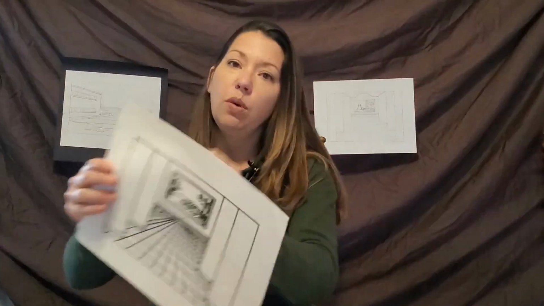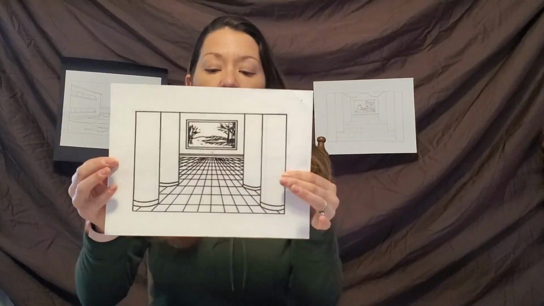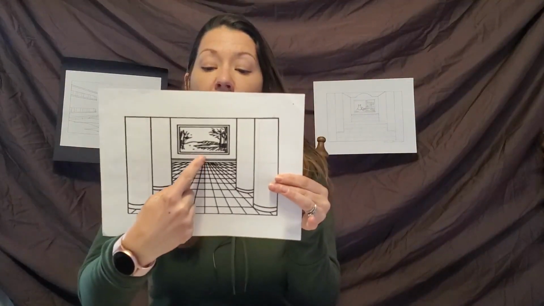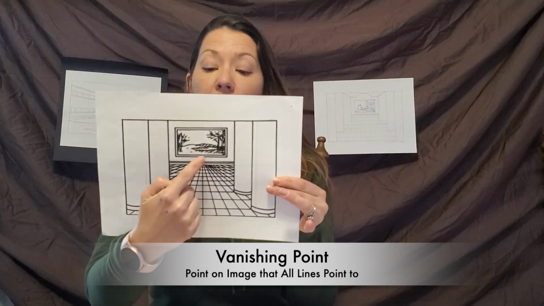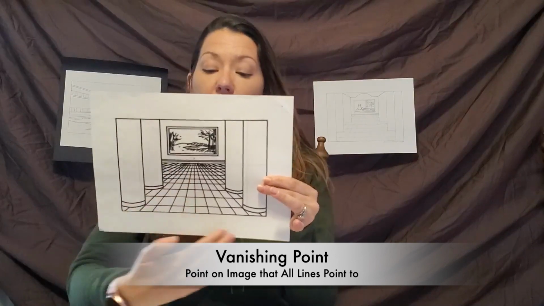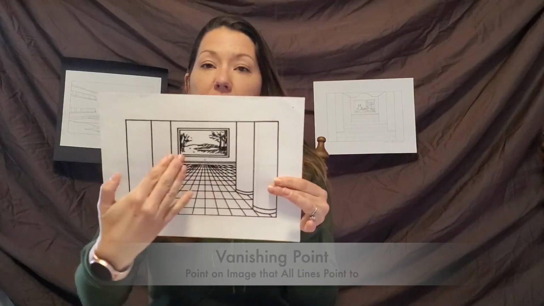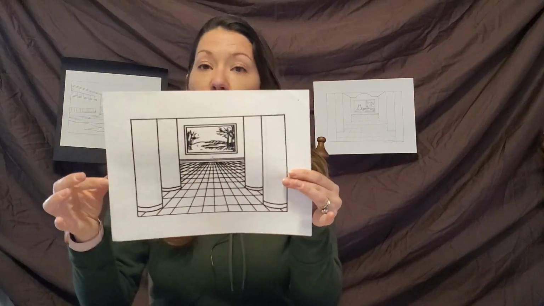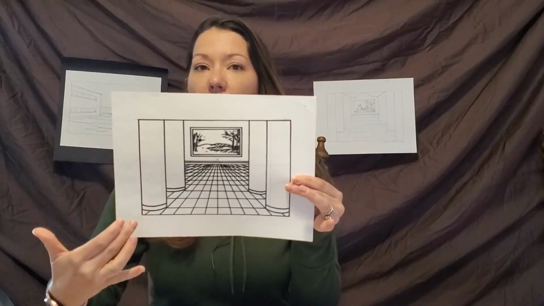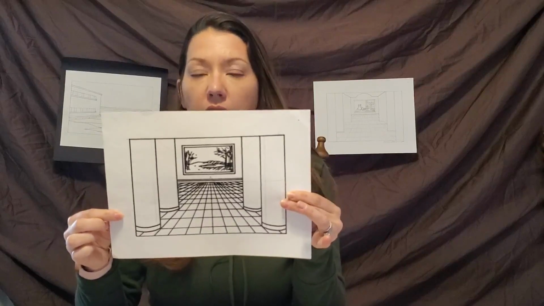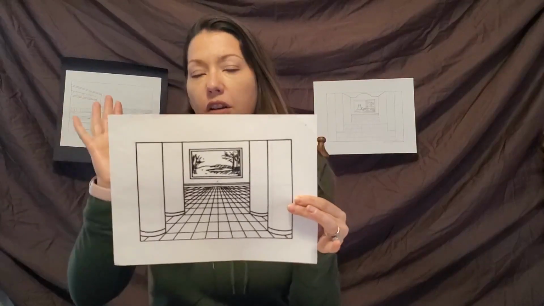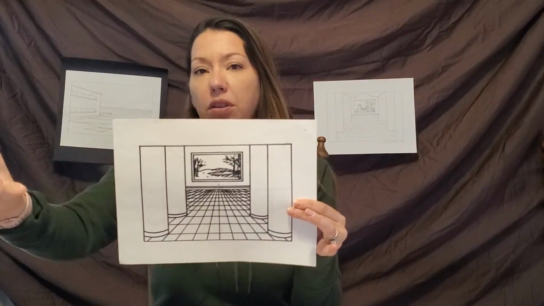So today, this is what we'll be working on. We'll be doing a vanishing point, where we're going to put a point in our paper, and that's actually how we can show the perspective. And things to remember: things that are closest to us appear the biggest. Things that are farthest away appear the smallest.